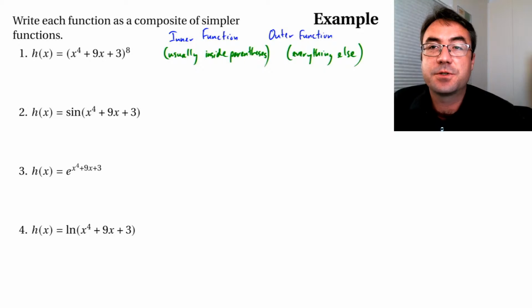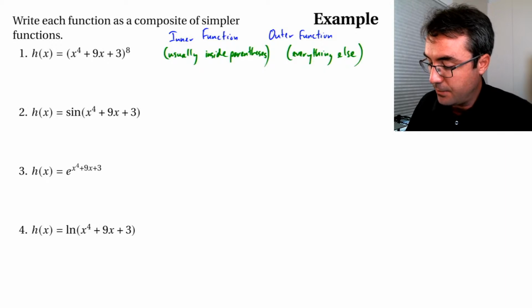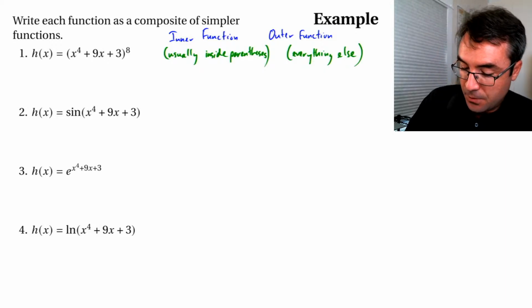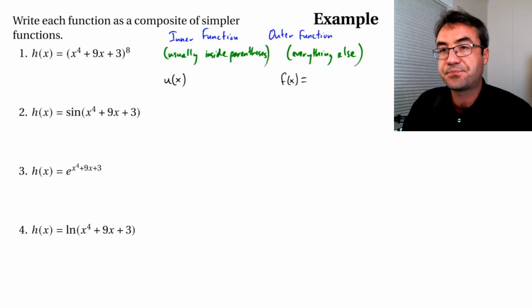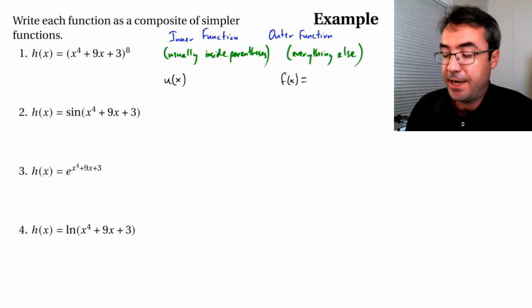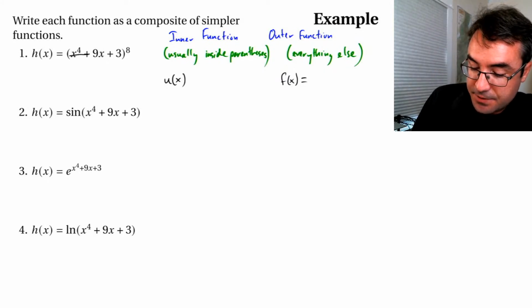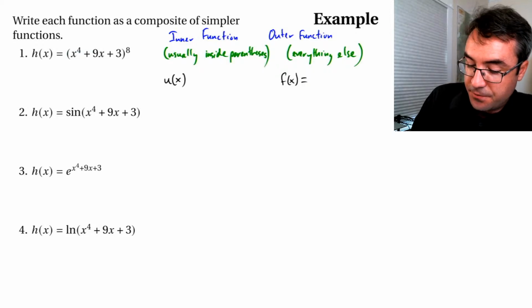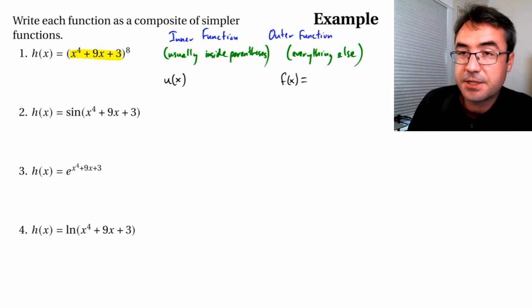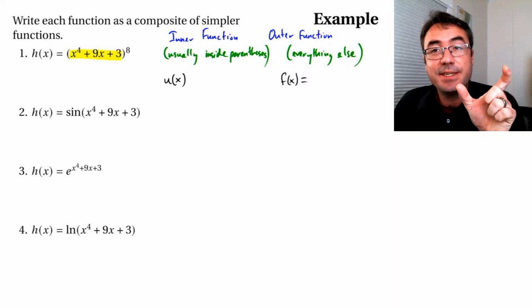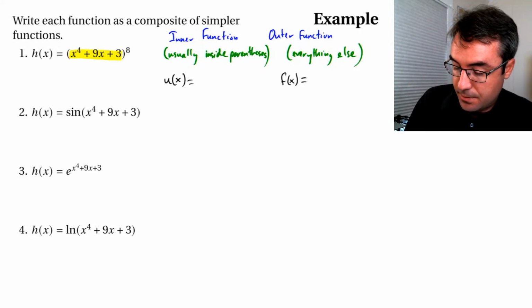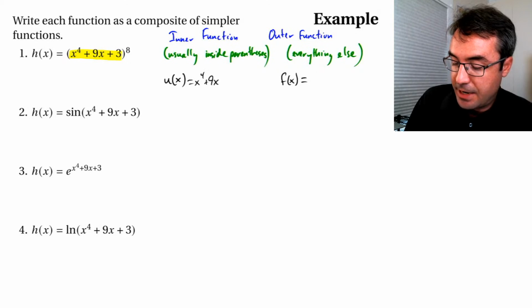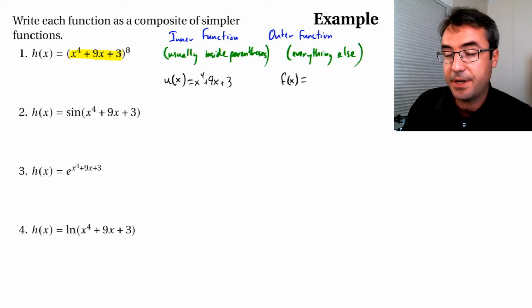All right, so let's look at that first one. We want to break this apart into an inner function and an outer function. And sticking with the same terminology, we're going to call our inner function u of x, and we're going to call our outer function f of x. So our inner function in this case is what's inside the parentheses. So if we look, this first function is x to the 4th plus 9x plus 3 inside parentheses, and then all raised to the power 8. So that x to the 4th plus 9x plus 3 is our inner function.